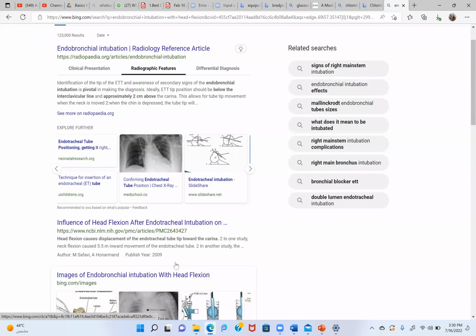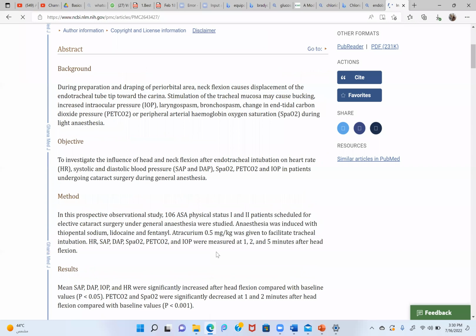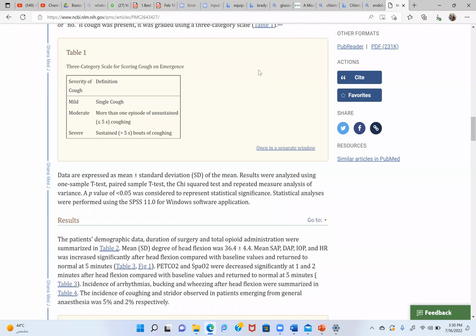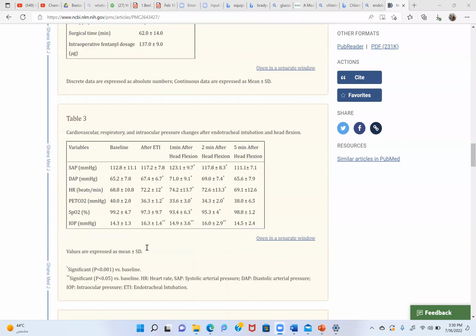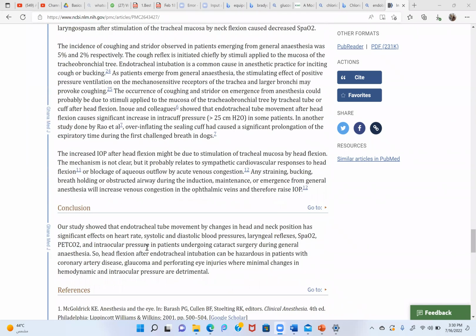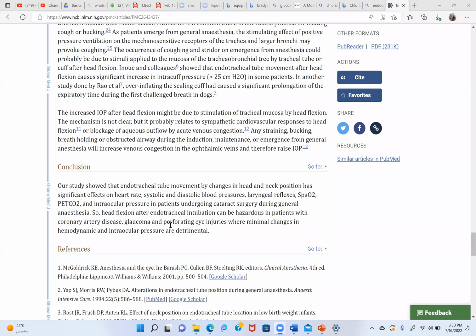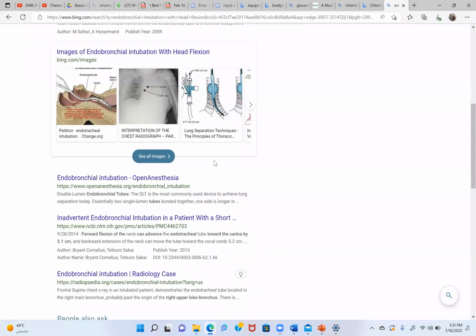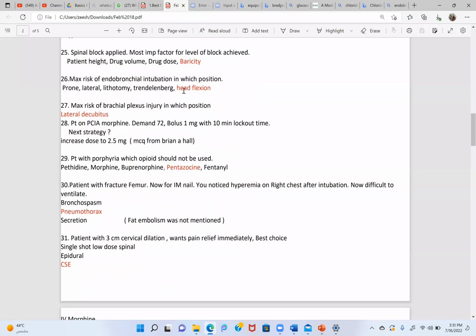Actually, we have to compare the influence of head flexion after intubation, how much it is moved. Such questions are really very confusing. Okay, has significant effects on heart rate. So after intubation, they are seeing the hemodynamic effects. Anyway, let's see how much the effect is, because the Trendelenburg position also does it by pushing the diaphragm up. So we have to compare which has more effect, either head flexion or Trendelenburg.